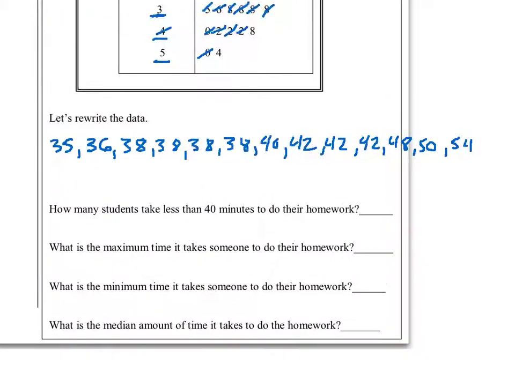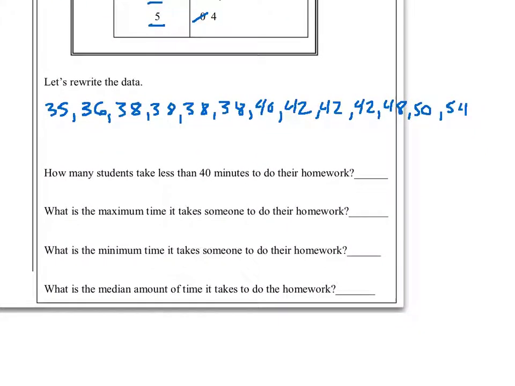All right, so it says, how many students take less than 40 minutes to do their homework? Just be very careful. It says less than 40 minutes, not less than or equal to 40 minutes. So there is a number 40 here. Should we be including that person? No, we definitely should not. So we're counting people less than 40. So that's 1, 2, 3, 4, 5, 6.